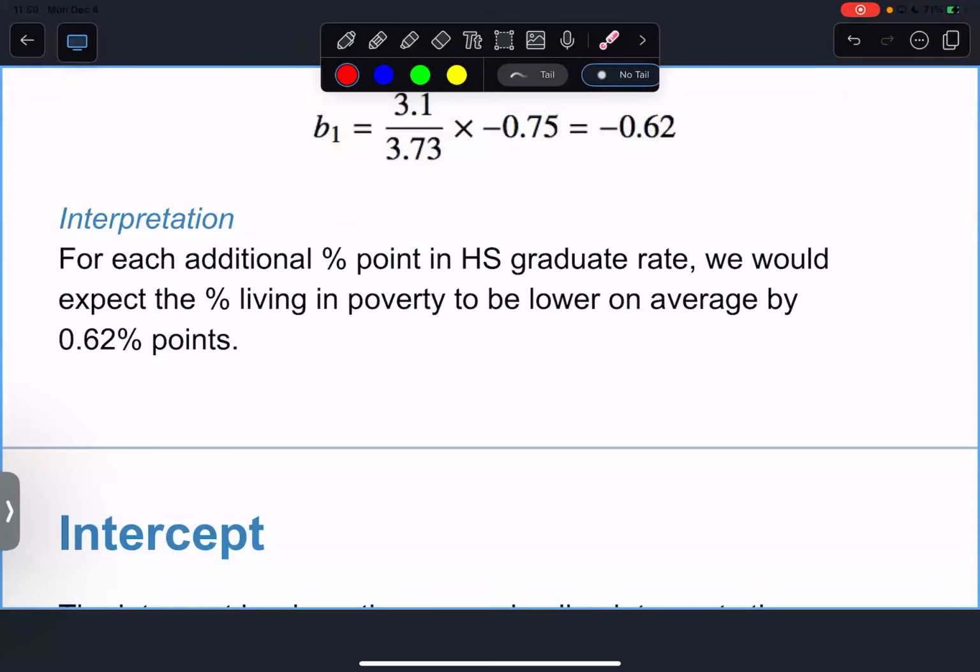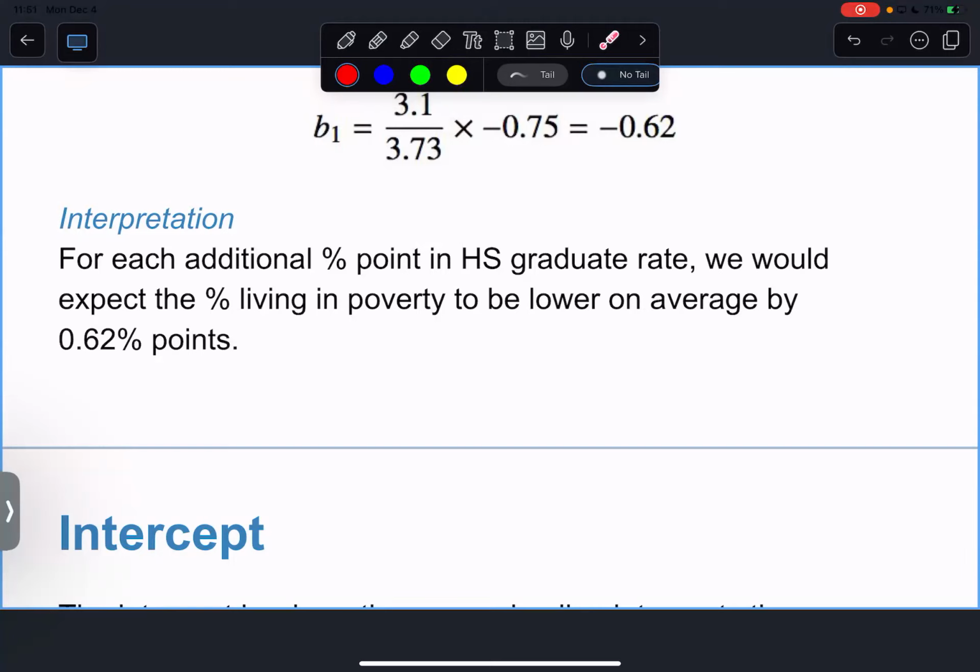Oh, dang it. For each unit increase in X, right, or for each additional percentage point in high school graduate rate, we would expect the percentage living in poverty to be, now, so she gets fancy, right? But we could say we expect the slope increase, so negative 0.62 increase in the predicted value of Y, the predicted percentage living in poverty. That was part C. Part D.